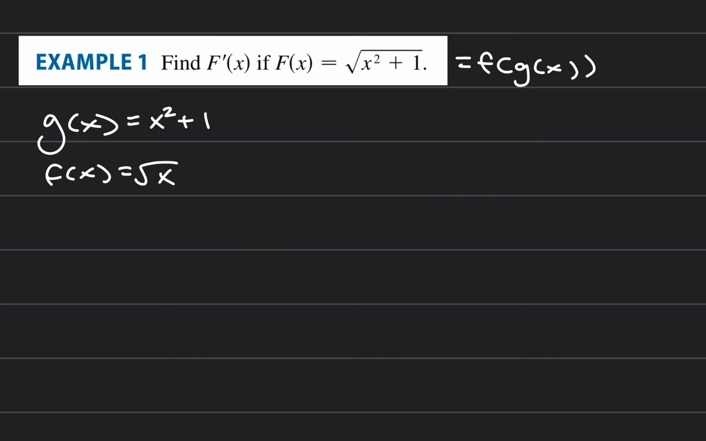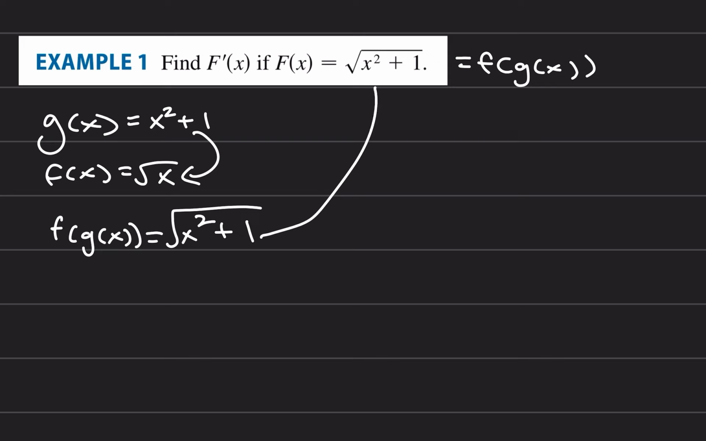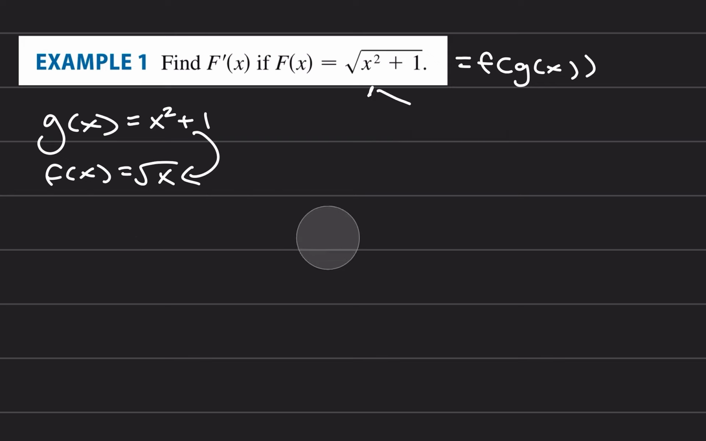Now, to check if you have the right composition, meaning your inner and outer functions are right, f of g of x is going to be square root, and then we substitute g of x in, we get x squared plus 1. If these functions match, you know you got it right. Sometimes there's going to be more than one inner and outer function, but in this case, there's only one.